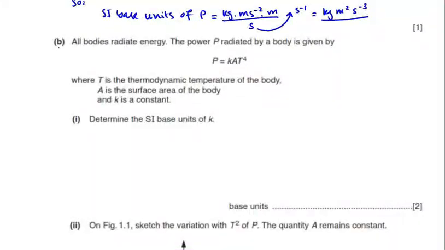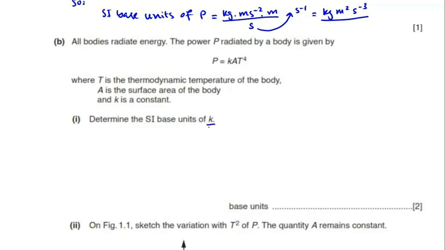The next part, part B, says all bodies radiate energy. The power P radiated by a body is given by P equal K A T to the 4, where T is the thermodynamic temperature of the body, A is the surface area of the body, and K is a constant. Subpart 1 says determine the SI base units of K.